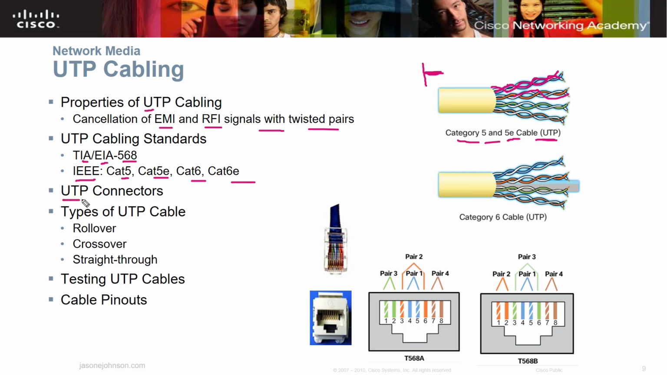You have unshielded twisted pair connectors, and they'll look very similar. They'll look like that right there. You take the wires and you plug them in, and then you crimp that down. And you have different types of UTP cable. You have rollover, crossover, and straight through.